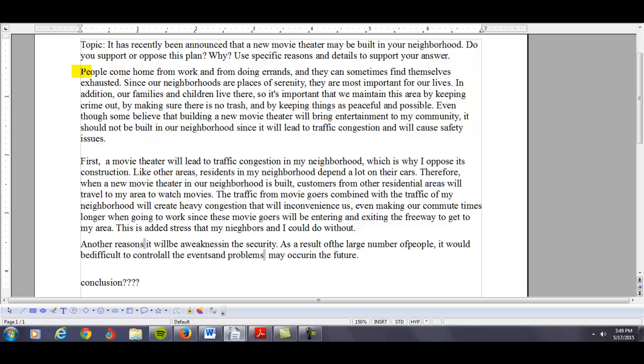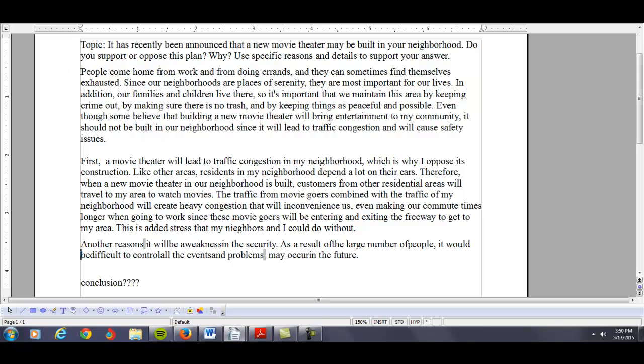First, a movie theater will lead to traffic congestion in my neighborhood, which is why I oppose its construction. Like other areas, residents in my neighborhood depend a lot on their cars. Therefore, when a new movie theater in a neighborhood is built, customers from other residential areas will travel to my area to watch movies. The traffic from moviegoers combined with the traffic of my neighborhood will create heavy congestion that will inconvenience us, even making our commute times longer when going to work, since these moviegoers will be entering and exiting the freeway to get to my area. This is added stress that my neighbors and I could do without.